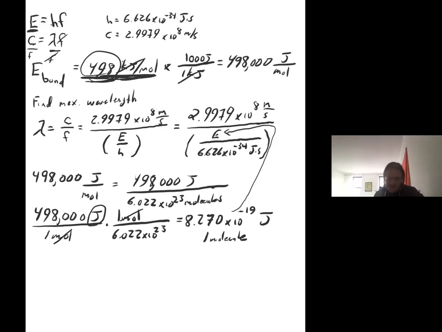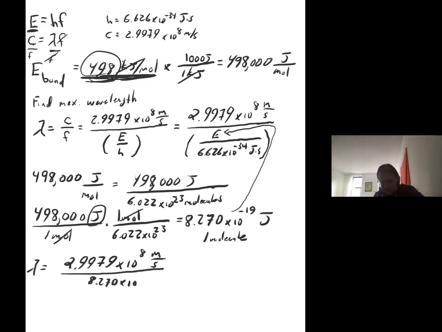Okay, so let's go ahead and put it in there. Wavelength would be 2.9979 times 10 to the 8th meters per second. So there's your C. We're dividing that by E over H. E is 8.270 times 10 to the minus 19 joules. And then we're going to divide that by H, 6.626 times 10 to the minus 34 joule seconds.